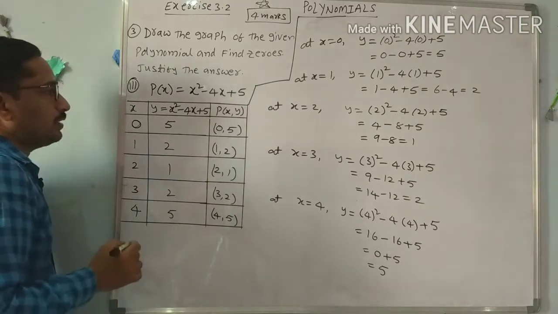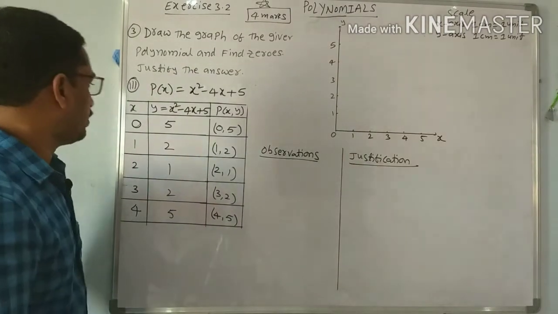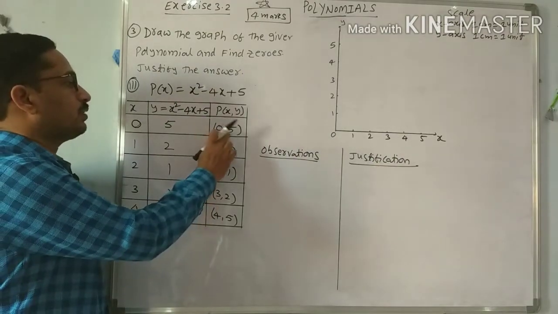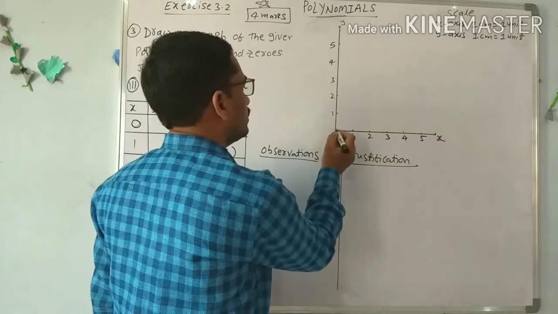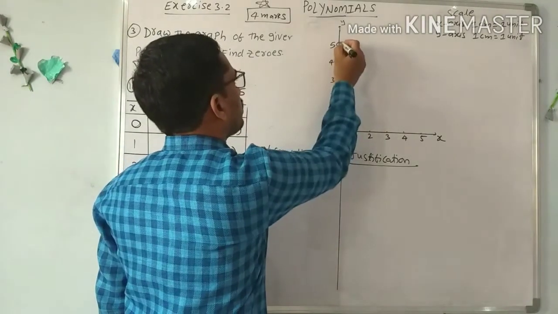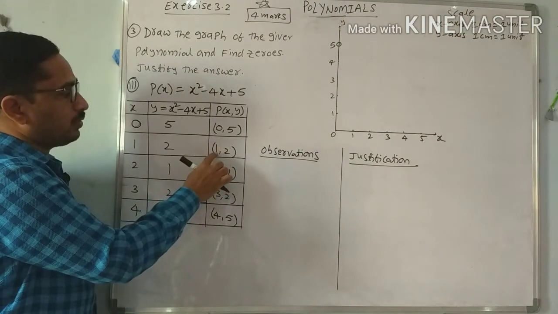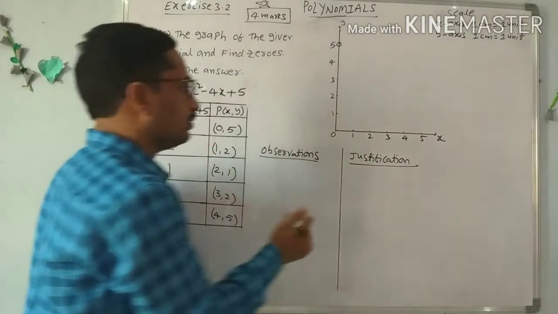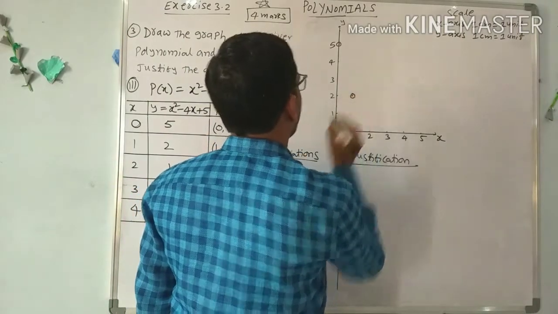Now plot these points in the graph. Now see the graph, we have to plot the points. The first one is (0, 5), x value 0, y value 5. Here the first point. Next, second, (1, 2), x coordinate value 1, y coordinate value 2. So this is the second point.